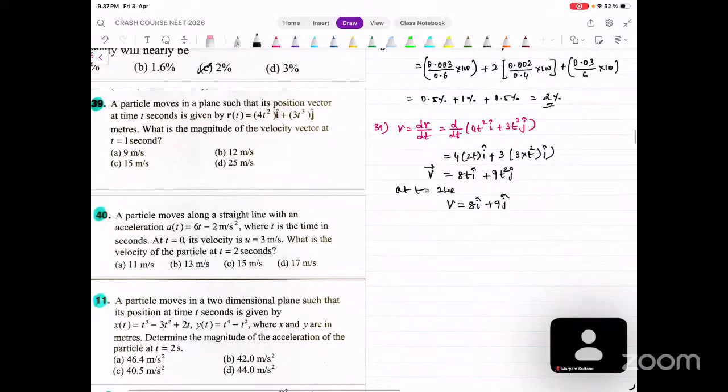Clear? Then if I'm taking the magnitude of this one, magnitude of the v will be equal to under root of 8 square plus 9 square. That is under root of 8 8s are 64, 9 9s are 81. So this will be equal to under root of how much is coming, 64 plus 81, so this will be equal to 145. This is root 145. Root 145 how much will it be beta, approximately?